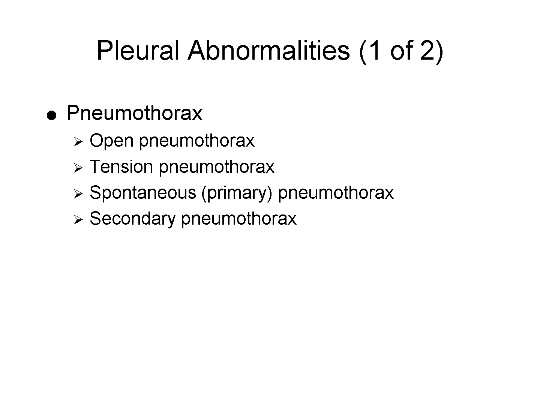Pleural abnormalities involve damage or disruption to the membrane surrounding the lungs. A pneumothorax occurs when air enters the pleural space, leading to partial or complete lung collapse. It can be open, allowing air to move in and out, or a tension pneumothorax, where trapped air increases pressure and compresses lung and heart structures. Spontaneous pneumothorax can occur without trauma, while secondary pneumothorax is linked to underlying lung disease.